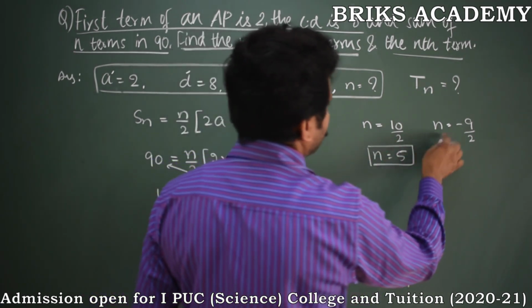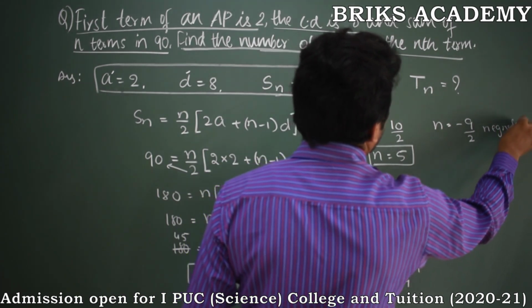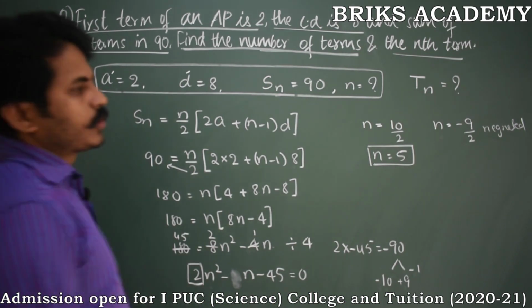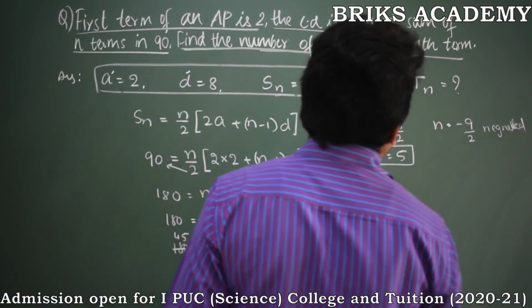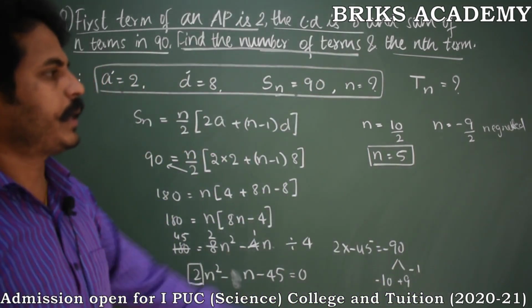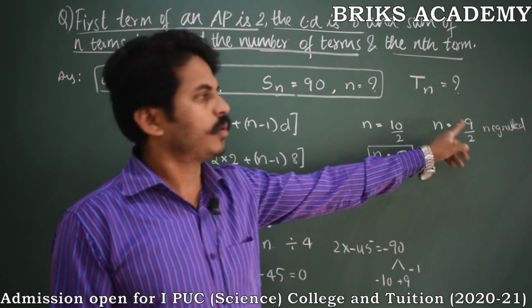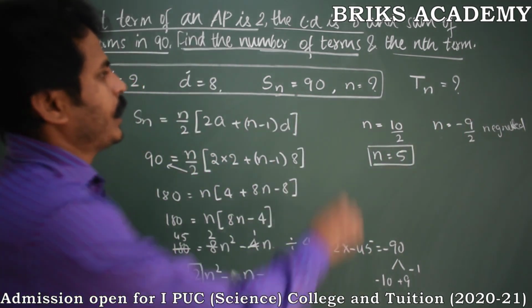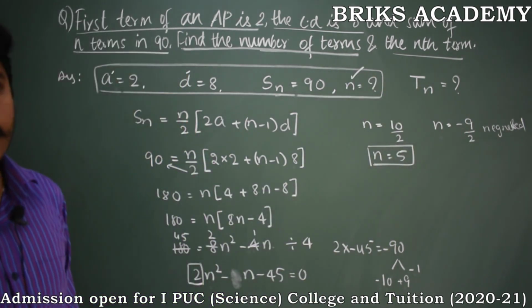I neglected this one. I hope you understood why I neglected this. Last class I clearly told you that n should not be negative, n should not be a fraction. So this is not possible, so neglect it. n equal to 5. They asked you to find n. That is your first answer.